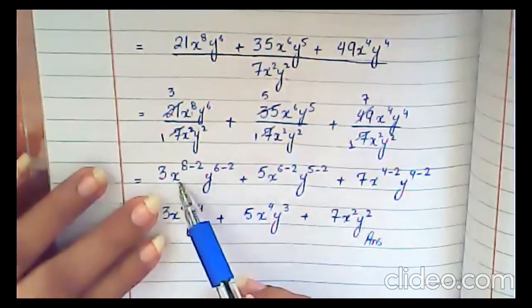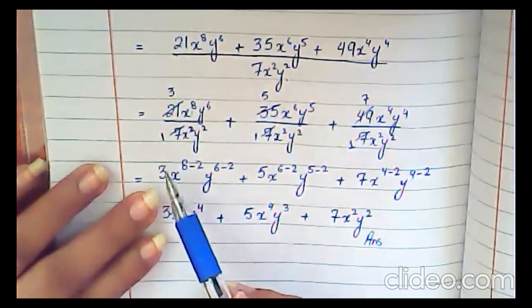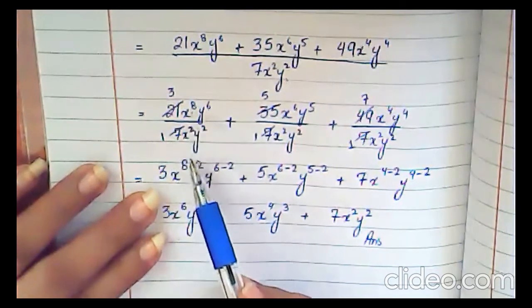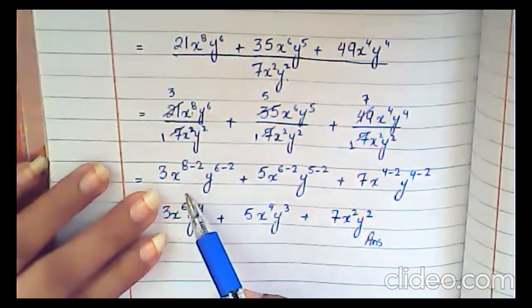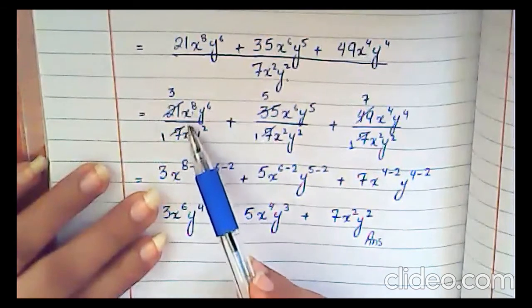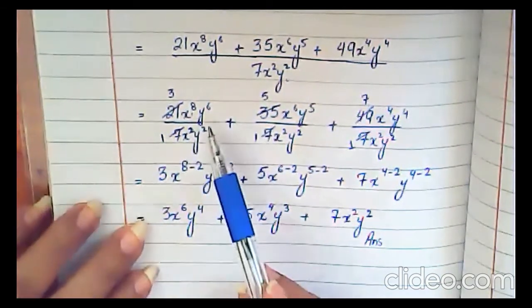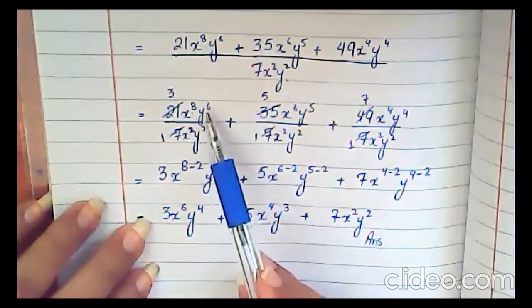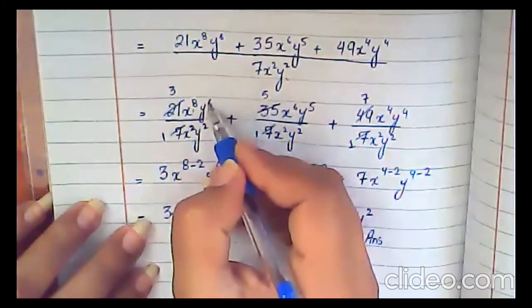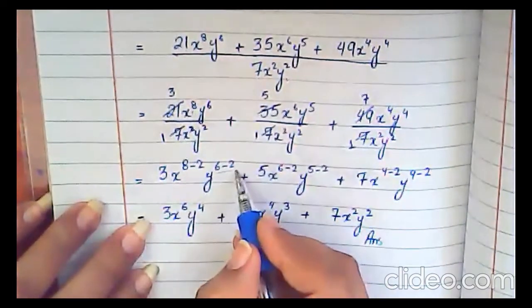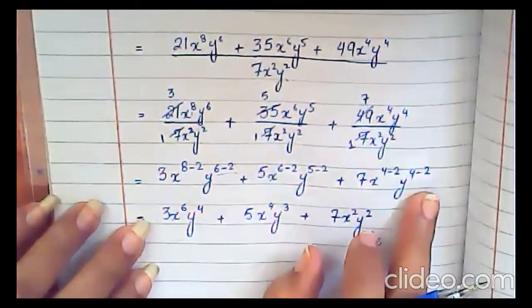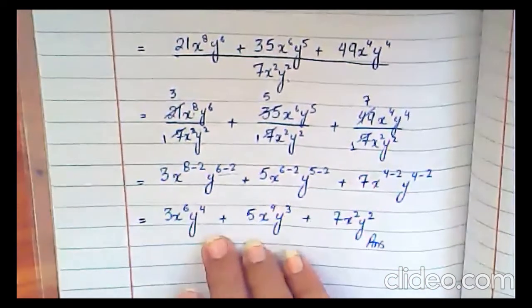Then you will write down your coefficients here, which are 3, and then you will subtract the powers of the same variable. Here your same variable is x, so you will write here 8 minus 2. The next variable here is y, and you will subtract their power. This is 6 minus 2. Same goes for here and here, and at the end you will subtract the powers.